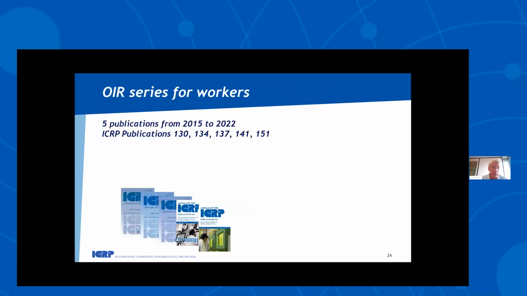So where we are now, for the OIR series for the worker, ICRP has already published 5 publications from 2015 to 2022, with ICRP numbers ranging from 130 to 151. In this OIR series, we provide a review of available data on inhalation, ingestion, and systemic behavior of radionuclides. We also provide the biokinetic model and biokinetic data. We provide advice on monitoring techniques and detection limits for every element.